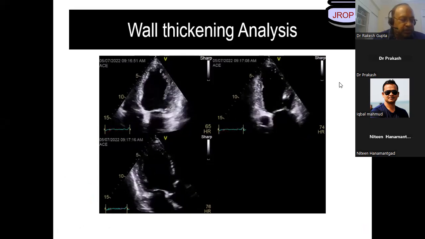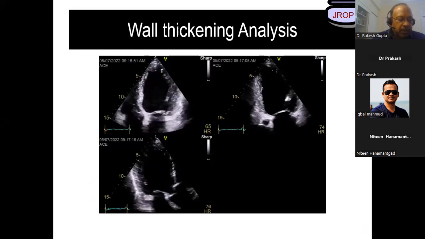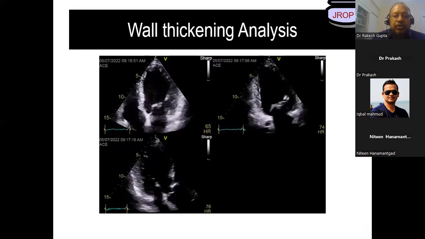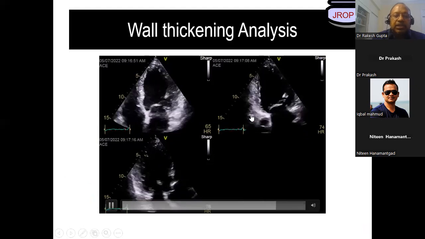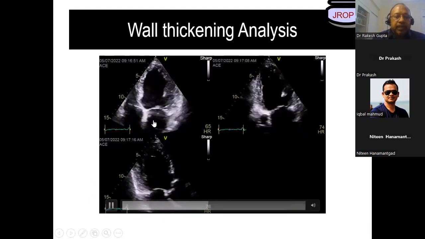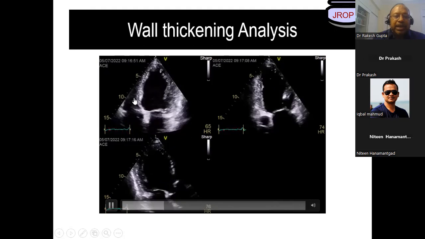Now, my first question is to Dr. Nitin. Nitin, are you there? Yes, sir. Can you hear me, sir? Yeah, I can hear you very well, Nitin. So my first question to you, Nitin: there are three pictures seen on this image. Can you see my arrows or my hand movements on your screen? Yes, sir, I can. Okay. Identify what this view is and what the wall thickening abnormality is in this particular view.